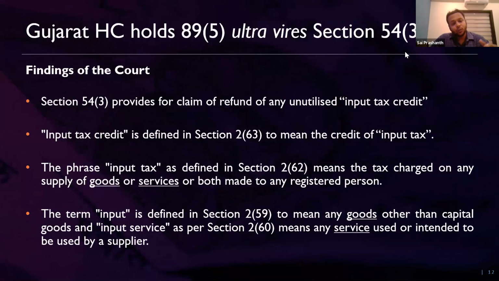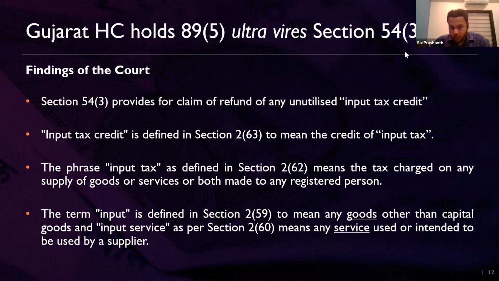So they went through a string of definitions under the GST Act. First, they saw that 54.3 provides for refund of any unutilized ITC. So then they looked into the definition of what ITC meant. ITC is defined in section 263 to mean the credit of input tax. Then they looked into what input tax meant. The phrase input tax as defined in 262 means the tax charged on any supply of goods or services or both made to any registered person.